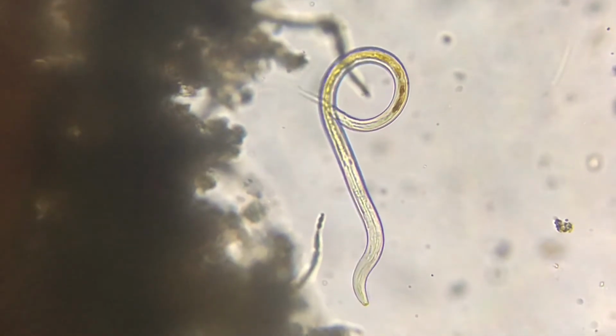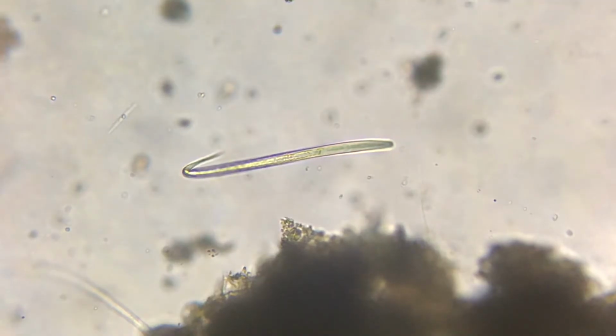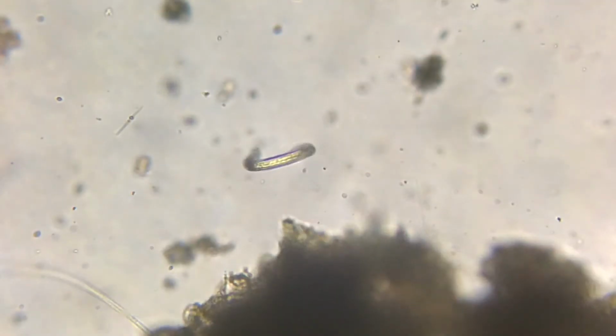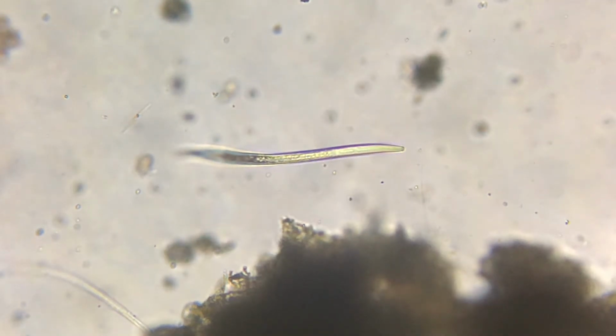Freshwater species are generally classified by their buccal morphology. The majority of benthic freshwater nematodes are bacteria and algae feeding, called monohistorids. It is important to note these nematodes can also feed on decaying organic matter.